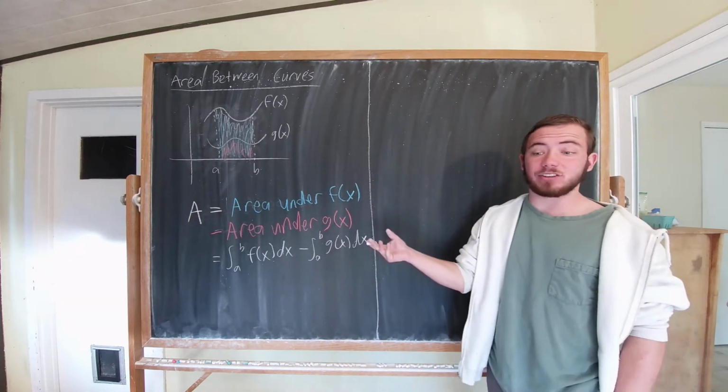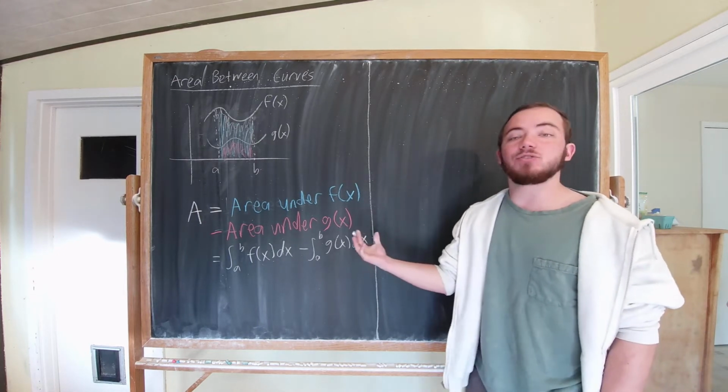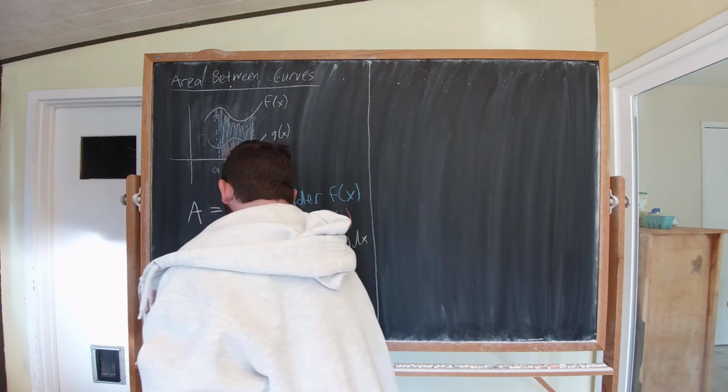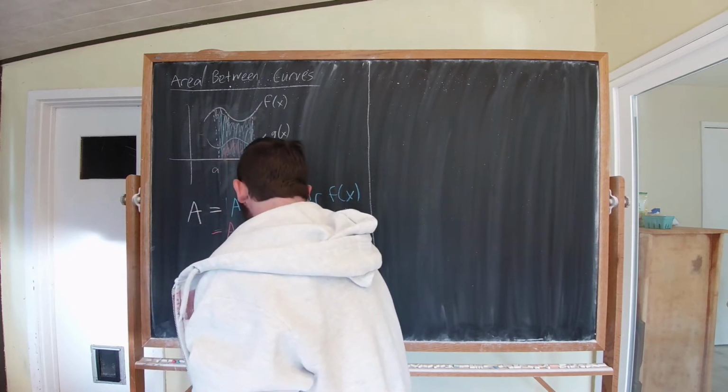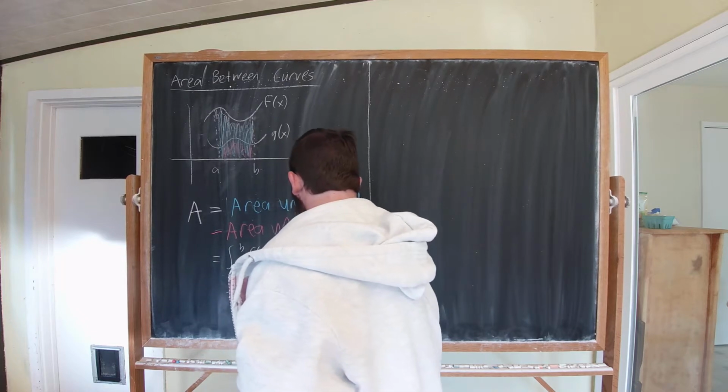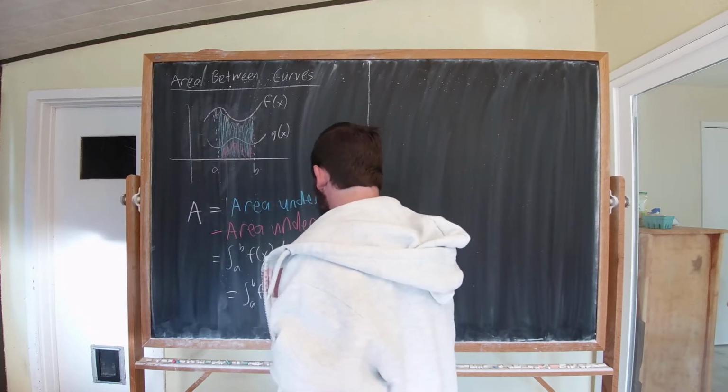And for the sake of giving it just one nice compact formula, we can use the sum rule to merge those two back together and get that this is the integral from a to b of f of x minus g of x dx.